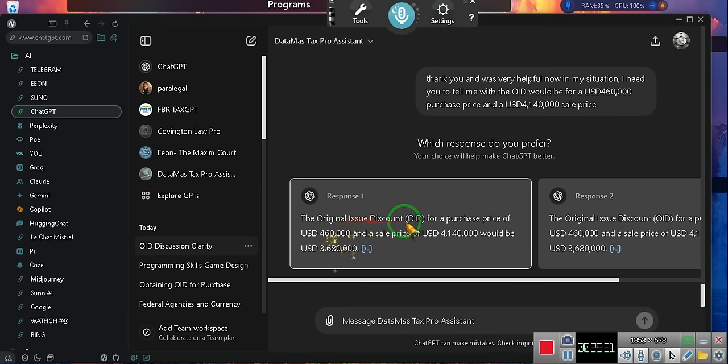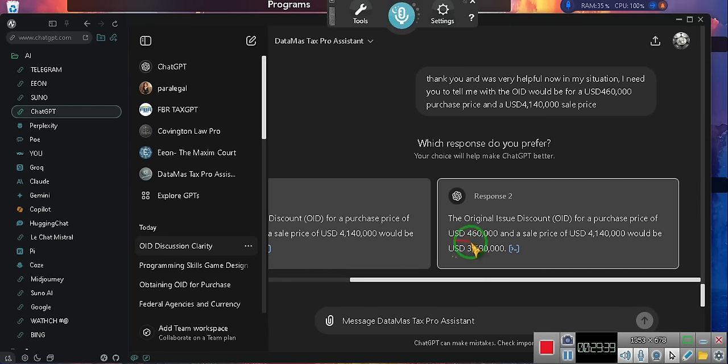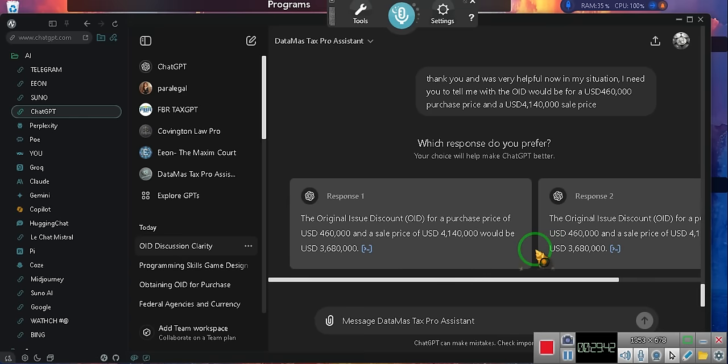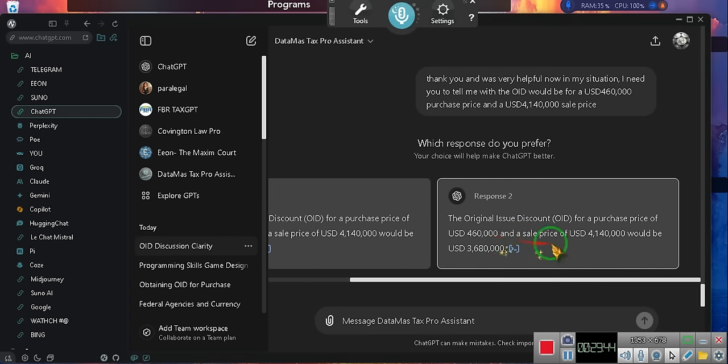The original issue discount for the purchase price of $460,000 and the sell price of this would be $3,680,000. Now, $3,680,000. Both of them same answers, because it has to be the same answers.